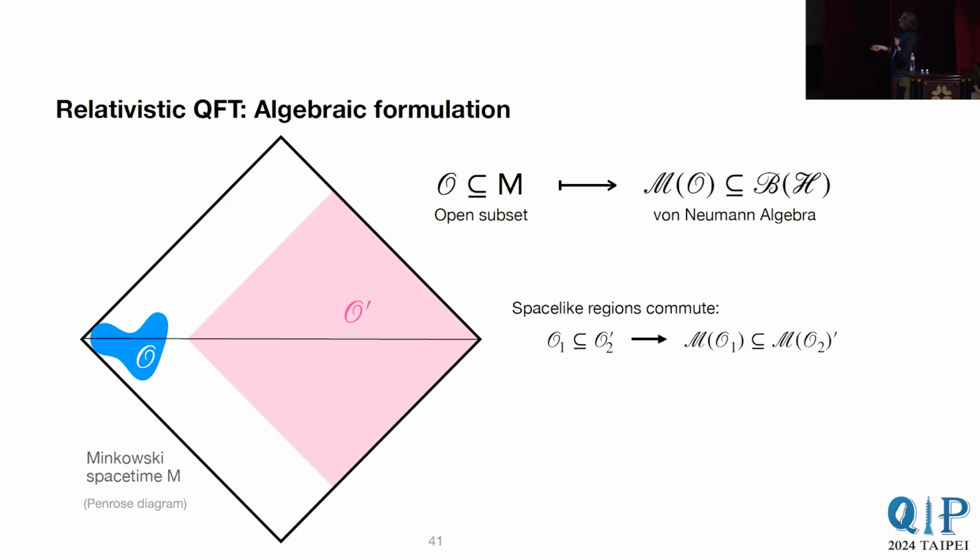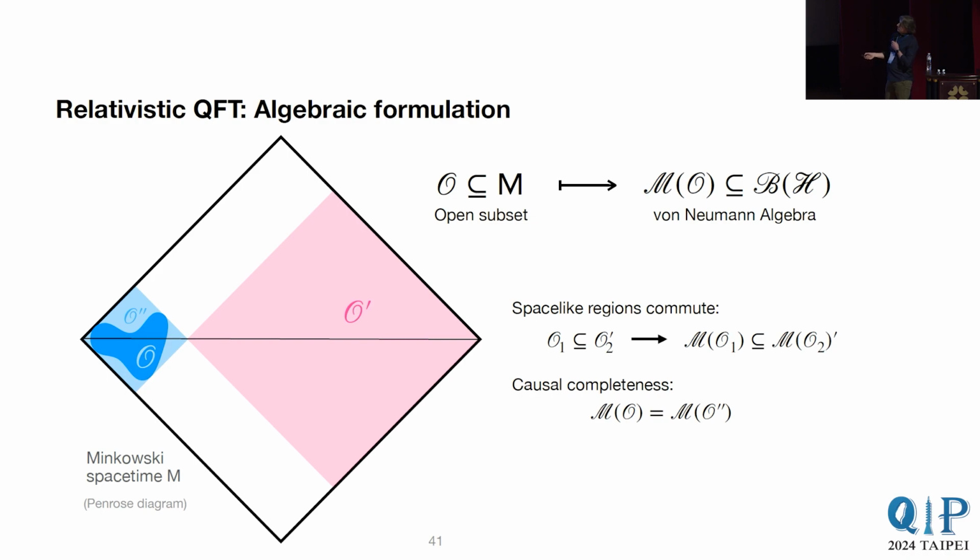Now we also want to include relativity, in the sense of causality, or microcausality, as it's called. Namely, consider the causal complement of this region O, which we denote by O prime. This O prime should remind you of the prime, the commutant, of the von Neumann algebras. In that case, we demand that if this region is included in the causal complement of another region, then the actual von Neumann algebras will commute. So space-like separated measurements will commute in this setting.